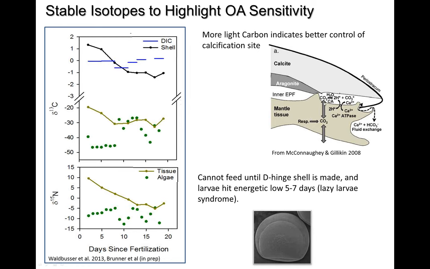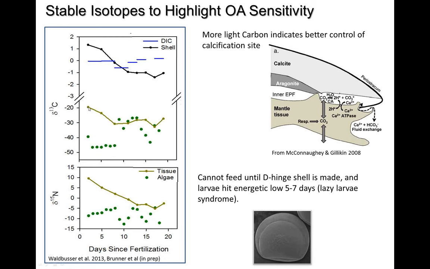I showed you earlier, the respiration across tissue surfaces results in CO2 moving into these calcifying fluids. And this is quickly equilibrating through the DIC system in seawater. And so that's where that metabolic carbon signal comes from. What you'll notice here is that I have the tissue plotted in this mustard green color, and then the algae food that's being fed to them every day is plotted in the green.